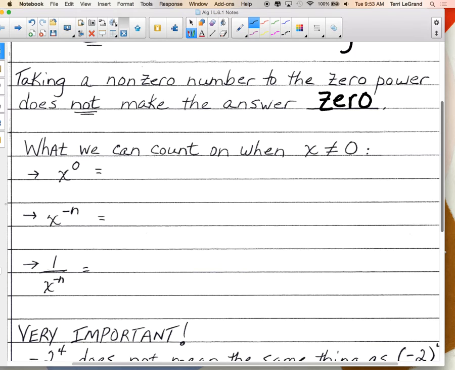It always equals 1? Did you try to take 0 to the 0 power anyway? It doesn't. It doesn't work. Oh, because you can't. It says right there, taking a non-zero number, right? So you should get error when you take 0 to the 0 power. It's the only number you can't take to the 0 power.